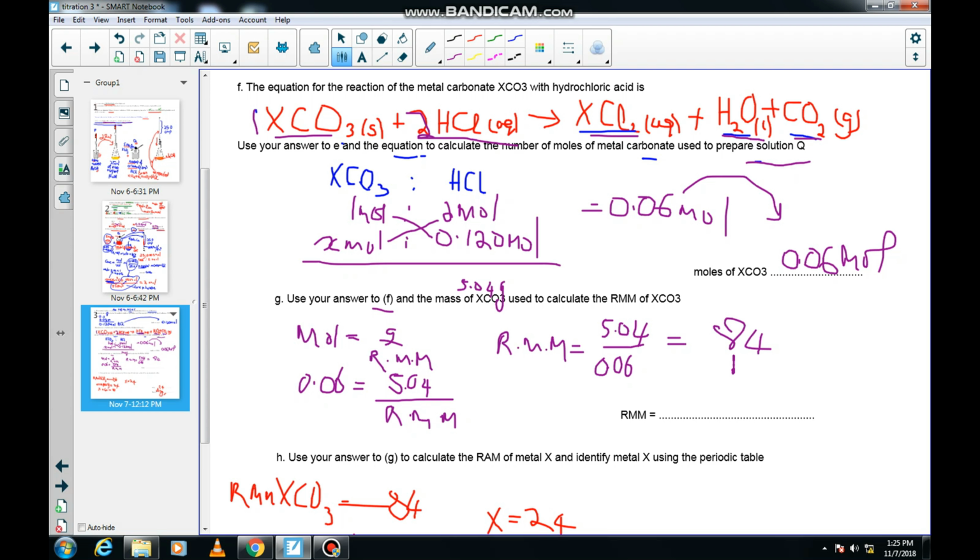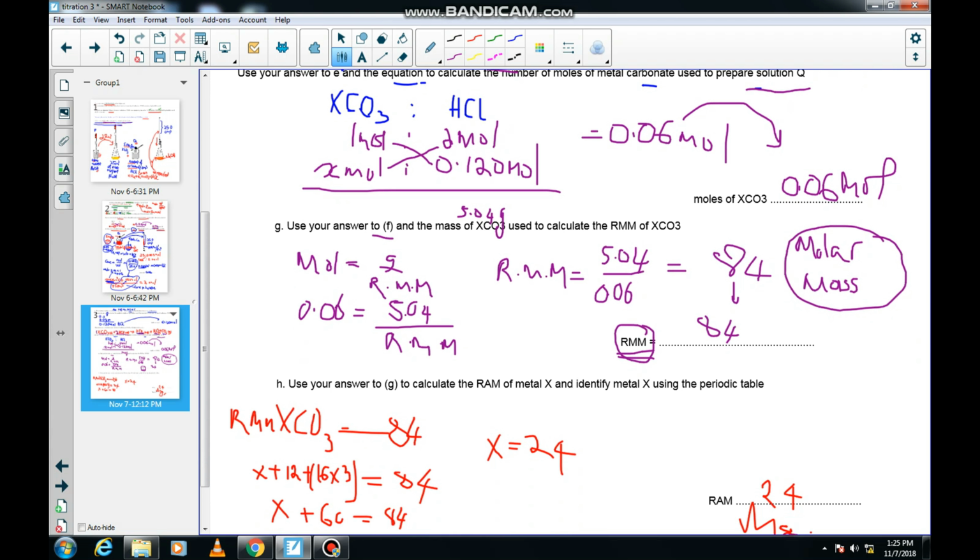Make a habit of writing your answers in the space that is provided. The question says relative molecular mass. Relative molecular mass, you leave it without units. The only time you write units is if the question says molar mass, the mass of 1 mole of a substance. This is when you would write the units as grams per mole. If it just says relative molecular mass, you leave the answer without units.